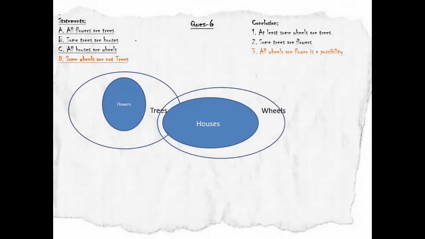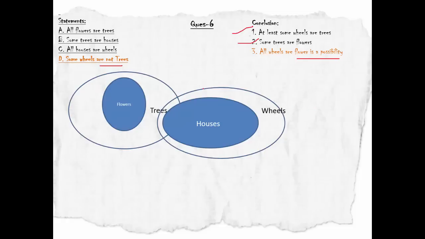What if we add a negative statement here, and then we'll try to check this particular conclusion, whether this is true. This remains the same, these two are true, this will change. Let us see how. There's a fourth statement which gets added here: some wheels are not trees, so some portion of the wheels are not trees. So what is missing here?